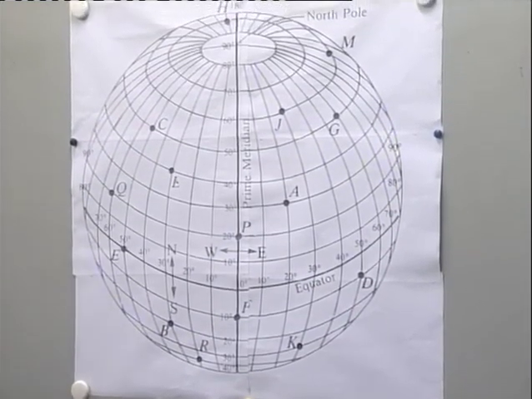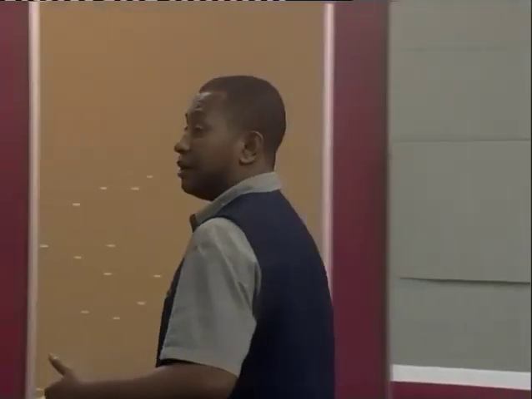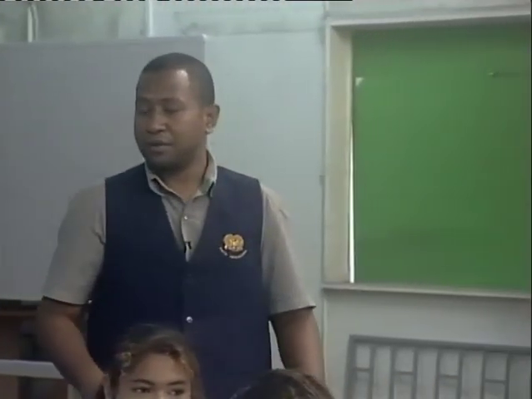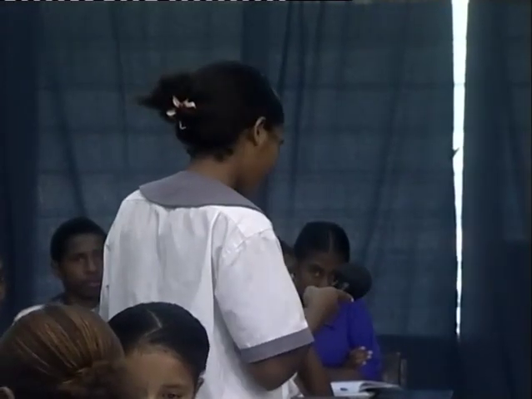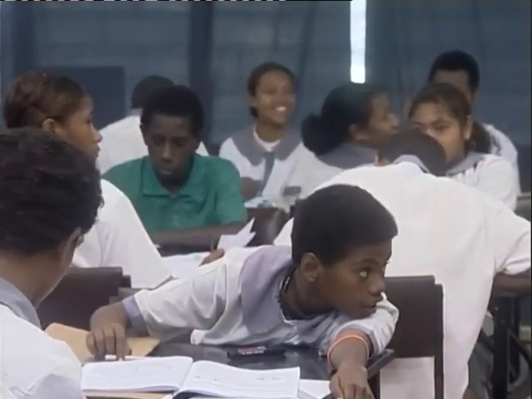Okay? Now, group number 9. Group number 7. K. The latitude of letter K is 30 degrees. Louder. The latitude of letter K is 30 degrees south. 30 degrees south. Very good. Group number 9. The latitude for letter H is 70 degrees north. Very good. 70 degrees north. Okay.